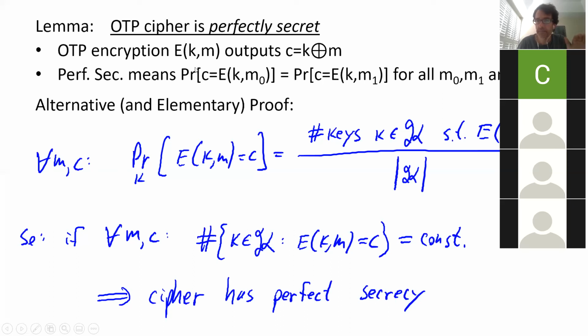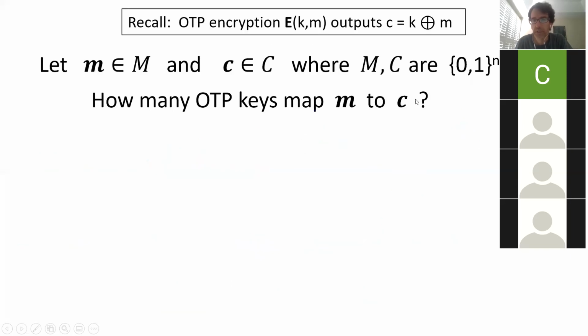End of proof. They are the same for any M0, M1, C, right? And this counting of keys is very often easy. So let's look at the one-time pad. You're fixing a message and a cipher. How many keys map a given message to a given cipher?